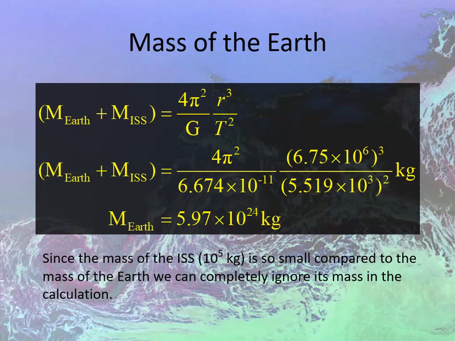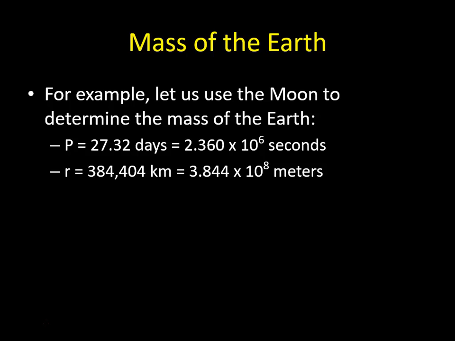But the mass of the International Space Station is only about 100,000 kilograms. So very small in comparison to the mass of the system. So basically, all of that mass is the mass of Earth. So just by watching something in orbit around Earth, we get the mass of Earth. We also get something close to that just by watching the Moon.